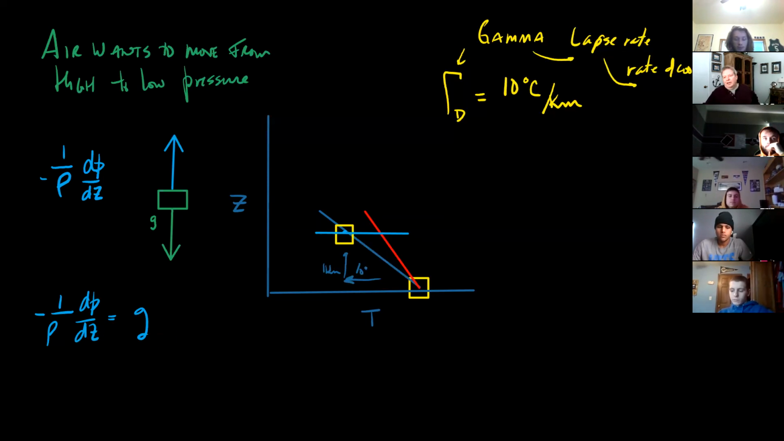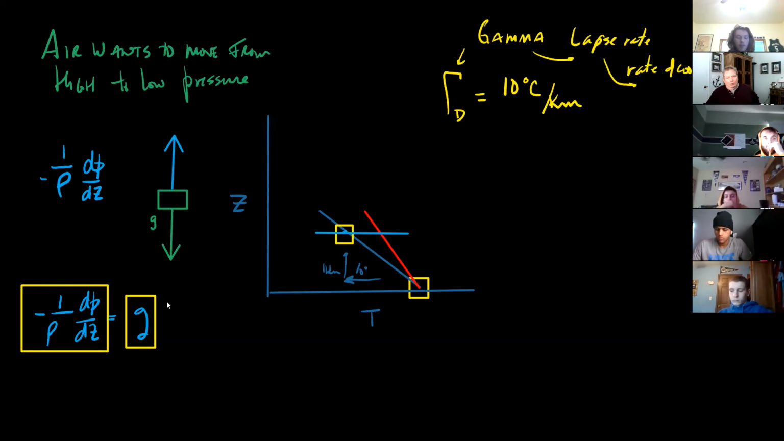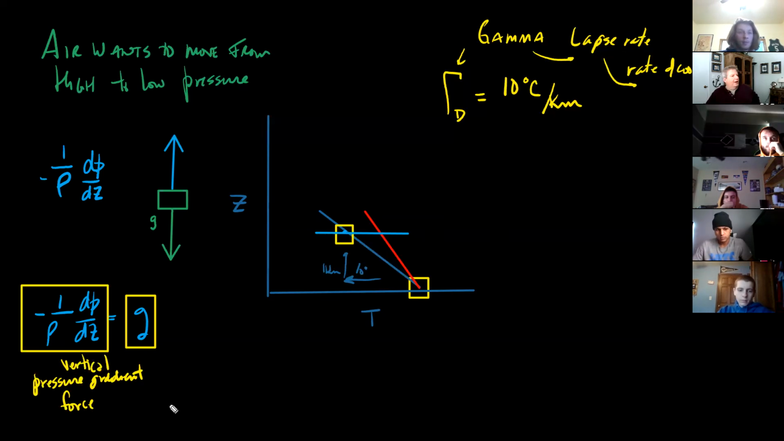I have a balance between this and that. And what do you call this first box? That's a pressure gradient force. Oops, actually, it's a vertical pressure gradient force, and this is gravity.